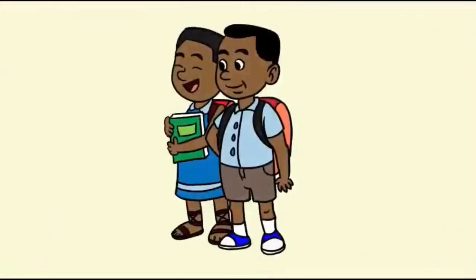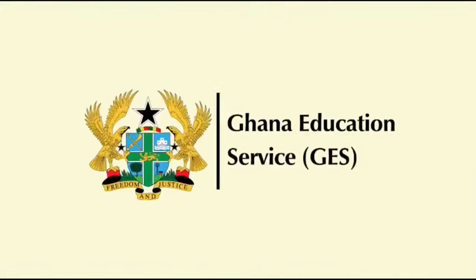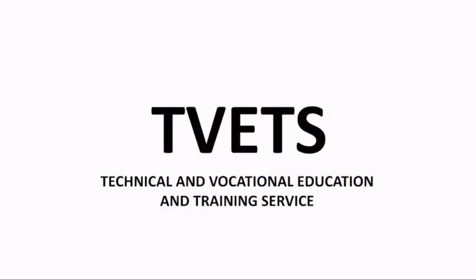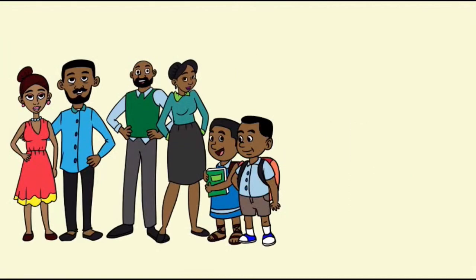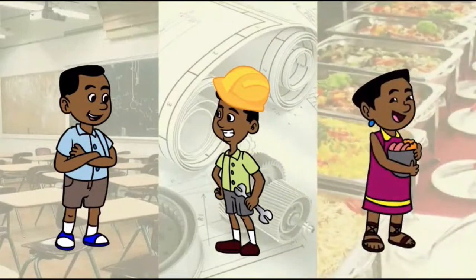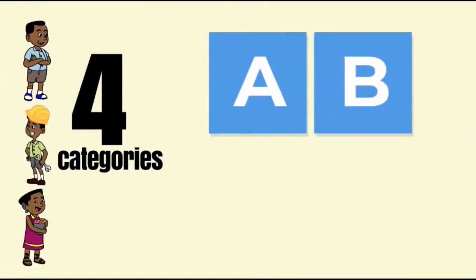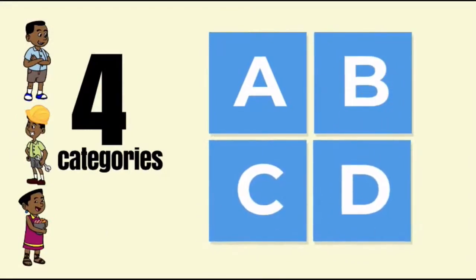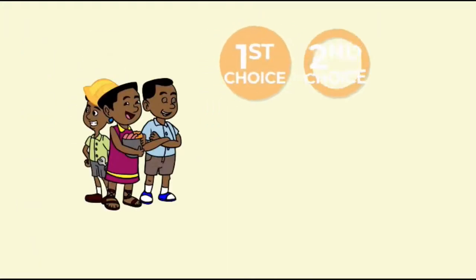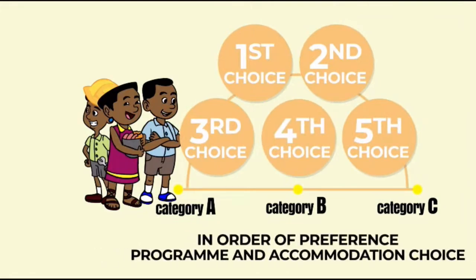As part of measures to ensure a smooth placement of qualified BECE candidates for 2021, the Ghana Education Service and the Technical and Vocational Education and Training Service have put in place the following guidelines for the information of parents, guardians, teachers, candidates, and the general public. All senior high schools, senior high technical schools, and technical and vocational education training institutions have been placed in 4 categories, namely A, B, C, and D. All candidates must choose their first to fifth choices from schools in category A, B, and C in order of preference. Each choice must have a program and accommodation preference.